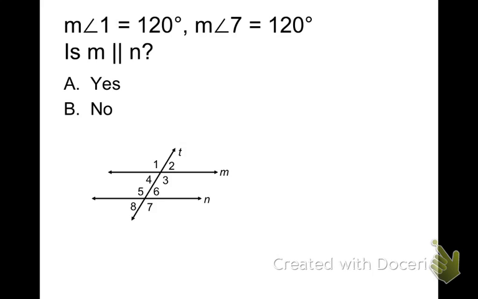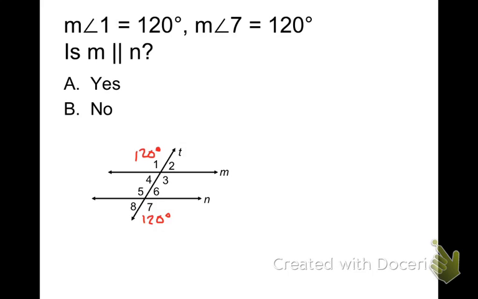So first example here, we know what two angles' measurements are. The measurement of angle 1 is 120 degrees here. And we know that the measurement of angle 7 is 120 degrees. Is that enough information to say that lines M and N are parallel?